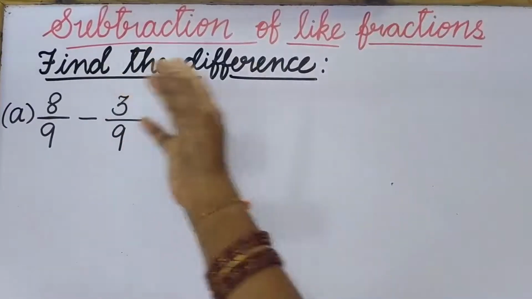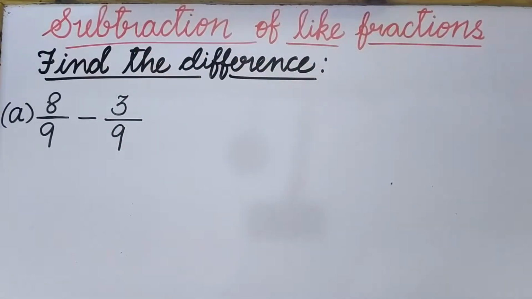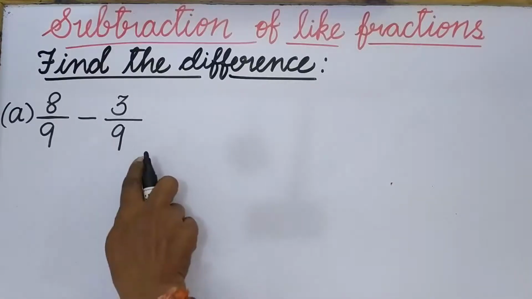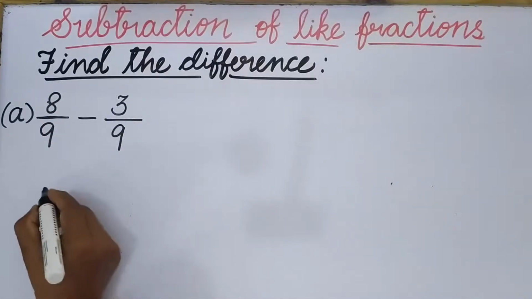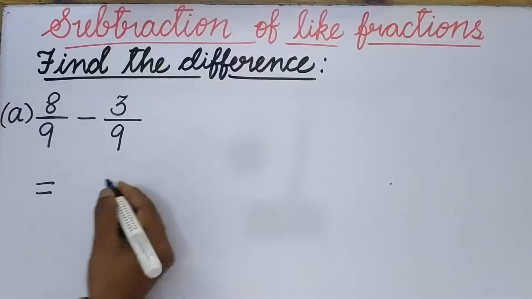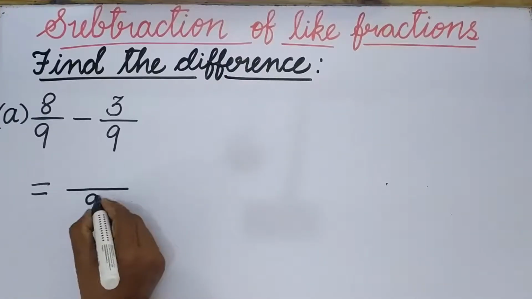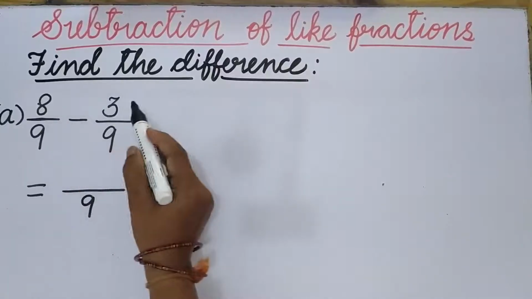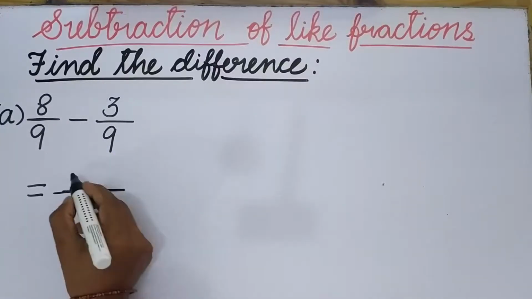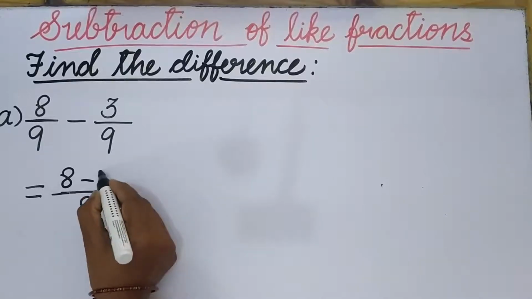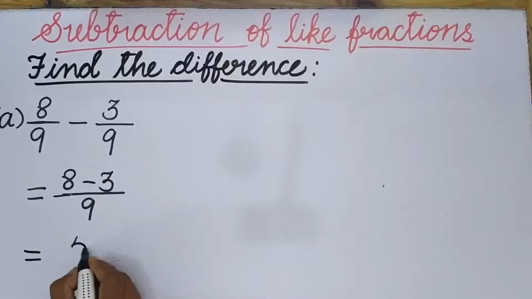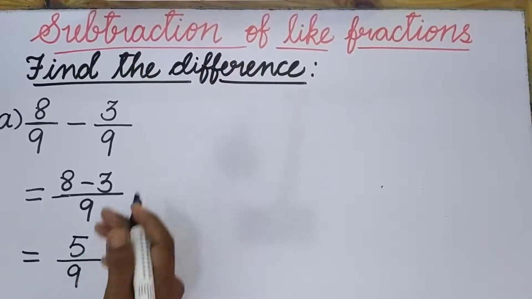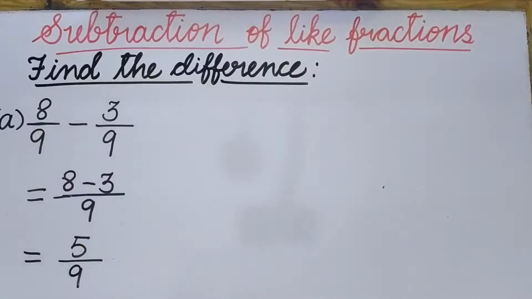Now, let us move on to subtraction of like fractions. As we have added like fractions, in the same way, here also there will be no change in the denominator. Here we can see 8 by 9 minus 3 by 9. So, how to subtract? Next step is we need to write the denominator as it is. Only the numerator will be subtracted. That is 8 minus 3. So finally, how much do we get? 8 minus 3 is 5 and denominator remains same. In this way, we can find the difference of the given fractions.